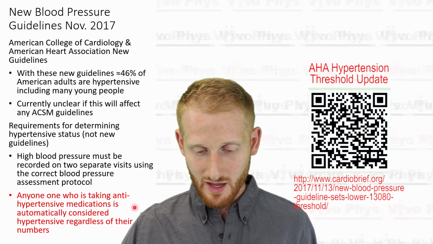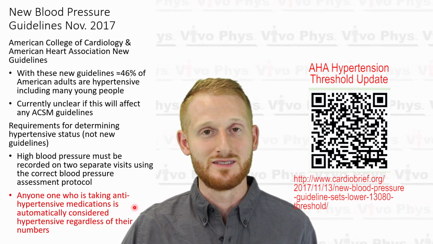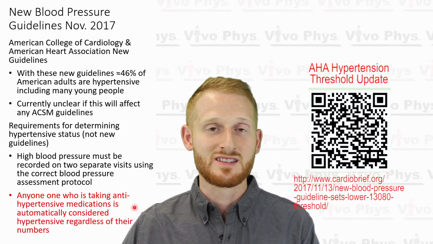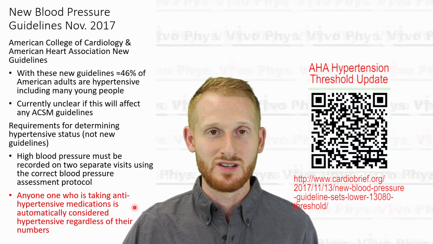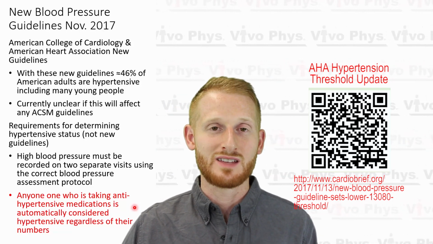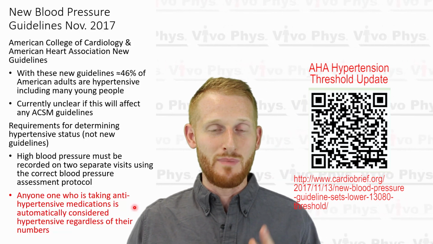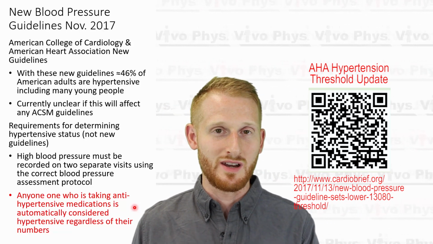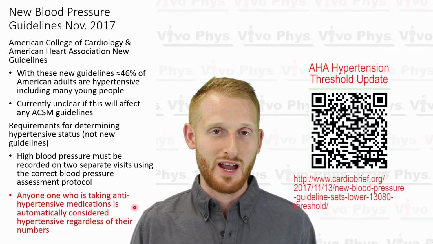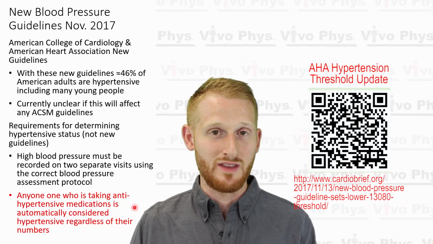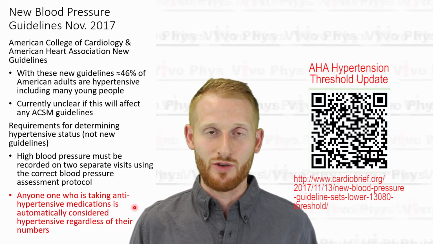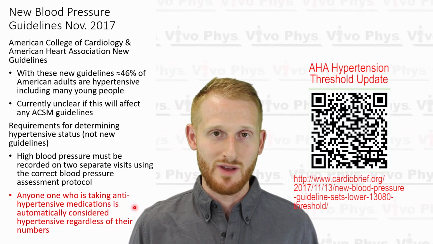Another thing I want to point out here: if you are working with a client and they are on some form of hypertensive medication, regardless of whether their blood pressure comes up in a normal range or not, you should treat them as a hypertensive client, because by definition, if you are on hypertensive medication, you are hypertensive. Again, regardless of what their blood pressure actually is, it's probably going to be medicated within the normal range or pretty close. They are still hypertensive even if they are in the normal range if they are on hypertensive medications.